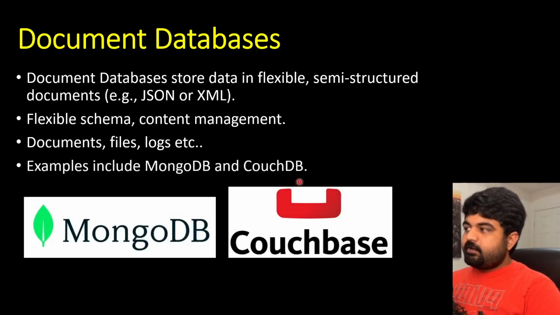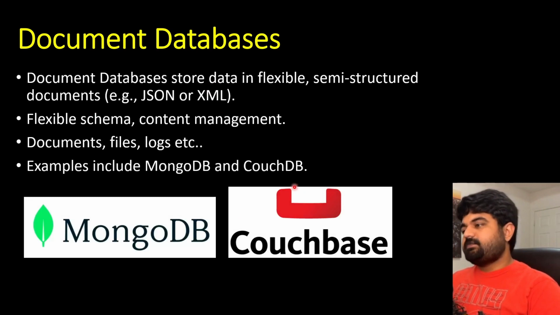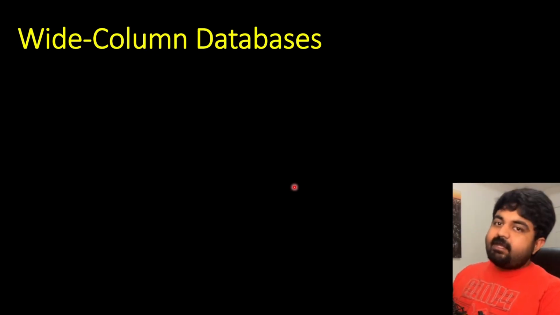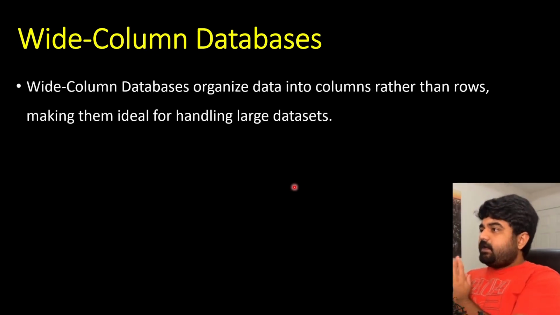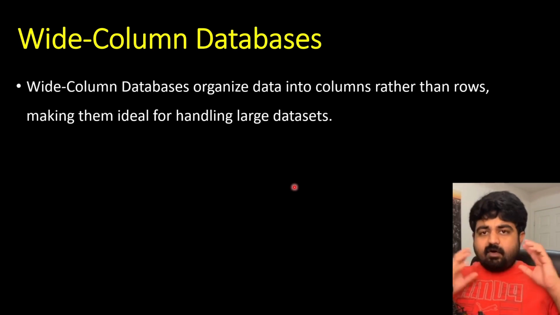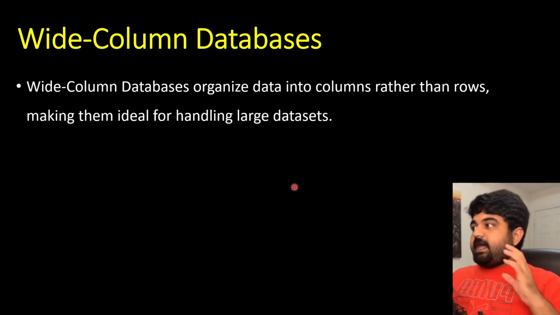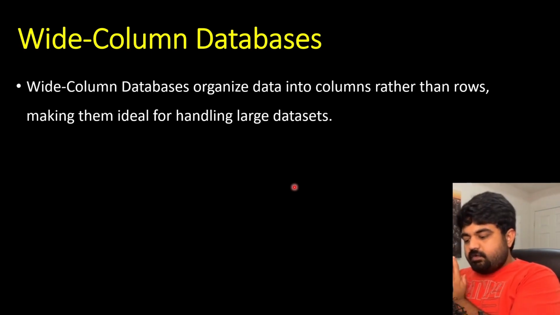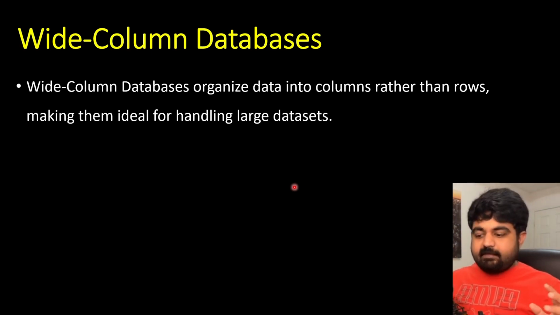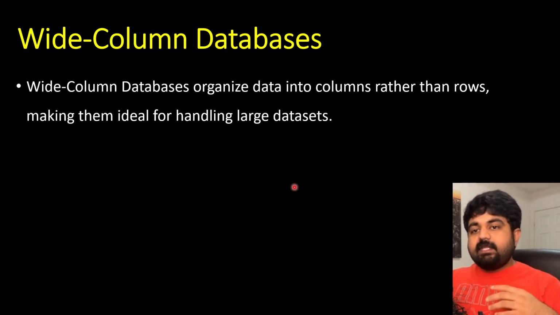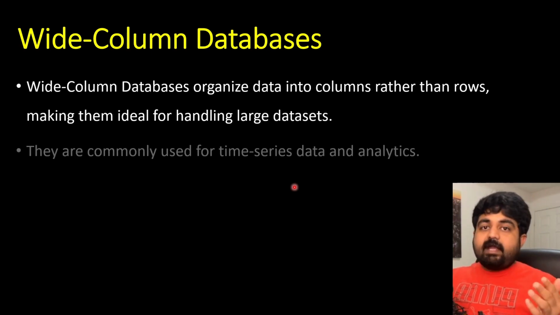Some of the popular document databases are MongoDB and Couchbase. These two are really popular, and it's always very good to learn about them. Now next one is wide column databases. Wide column databases organize the data in wide columns rather than separate rows, and they are very good for dealing with large volumes of data sets. So whenever you are dealing with large volumes of data that does not need to be ACID compliant, or that is unstructured or semi-structured, always think of using wide column databases.